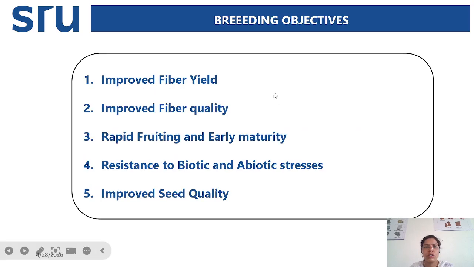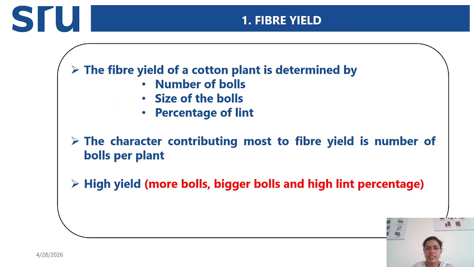Next, coming to the most important topic, the breeding objectives. In cotton, we have five important breeding objectives. The first one is improved fiber yield. The second is improved fiber quality, and the third is rapid fruiting and early maturity. Next is resistance to biotic and abiotic stresses, and the fifth one is improved seed quality. Here we'll discuss them one by one. So first is the fiber yield.